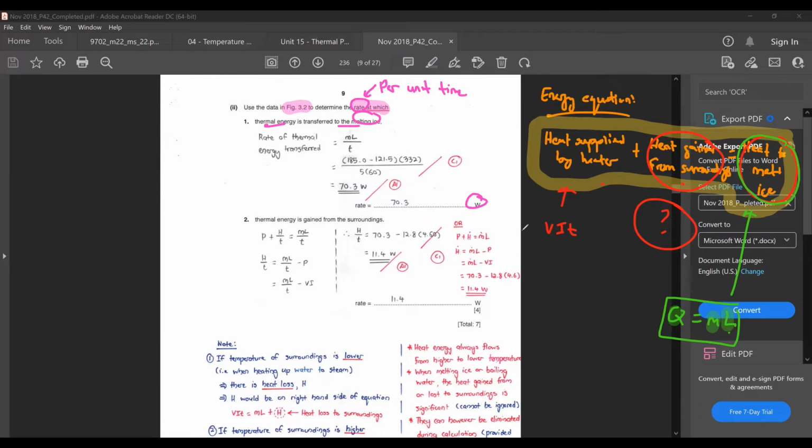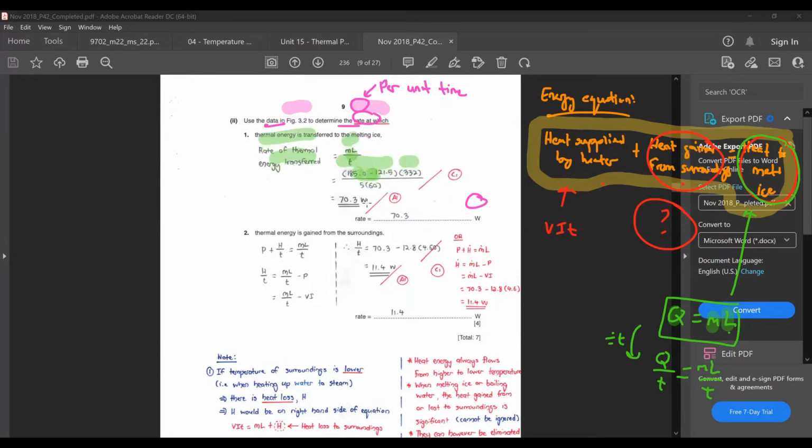Okay, so if they want it in terms of per unit time, you just really divide by T so that you get Q over T equals ml over T, which is actually what you are doing here. ml divided by T, you take the difference in the masses, which is actually the mass of ice that has melted, and then multiply with your specific latent heat divided by your time taken, which is 5 minutes. Remember to change it to seconds.